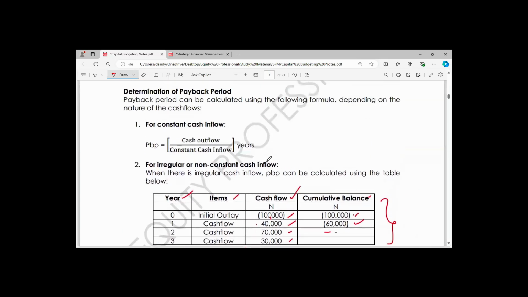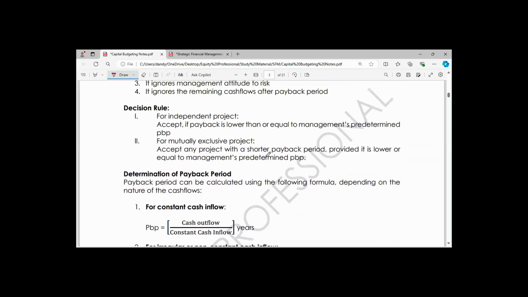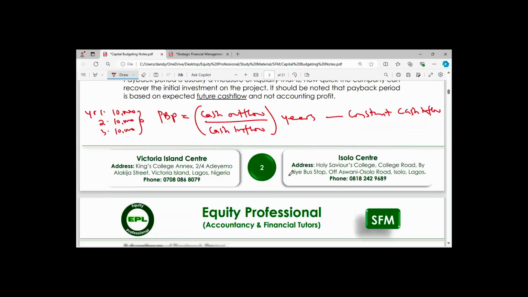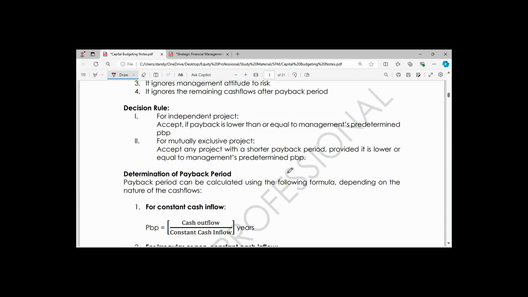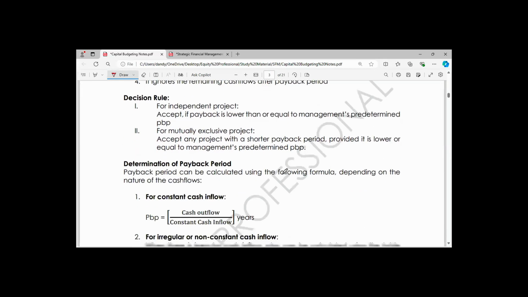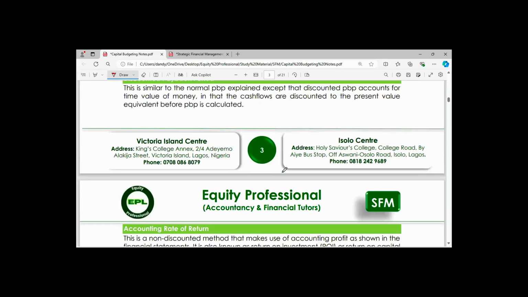So these are the things you need to know under payback period. You can read about the advantages and disadvantages. Again, the examiner cannot be asking you at this level what the advantages and disadvantages of a payback period are. You are beyond that level.